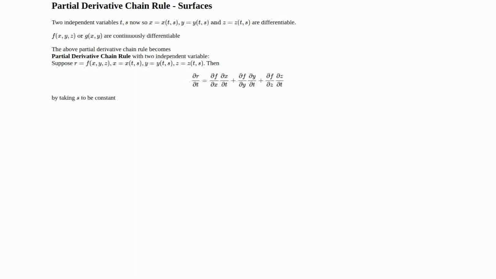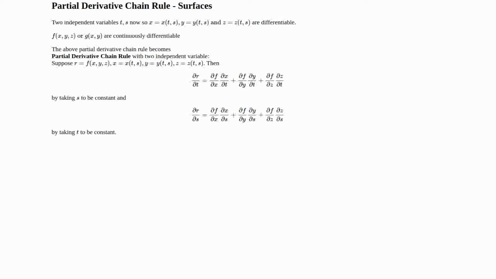So there's not just one variable, hence we switch the notation to partial derivative. So the partial derivative of r with respect to t is the partial derivative of f with respect to x times the partial derivative of x with respect to t, plus the partial derivative with respect to y times the partial derivative of y with respect to t, plus the partial derivative of f with respect to z times the partial derivative of z with respect to t. And that is taking s to be a constant. And we have a similar formula if we take t to be constant.